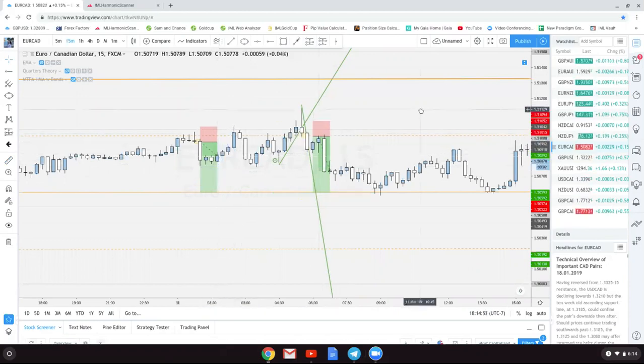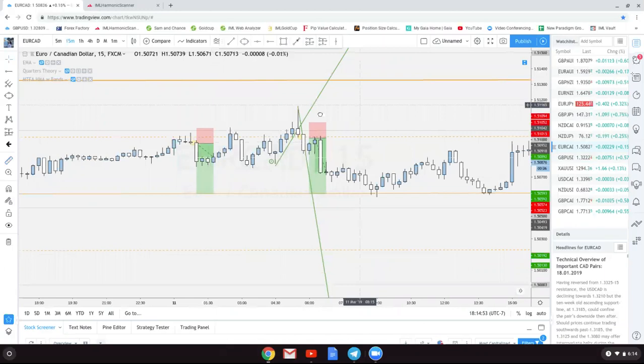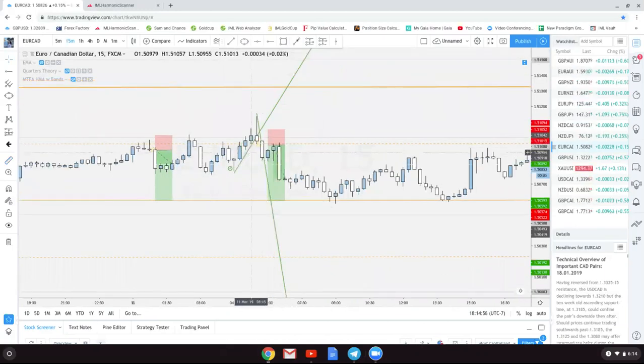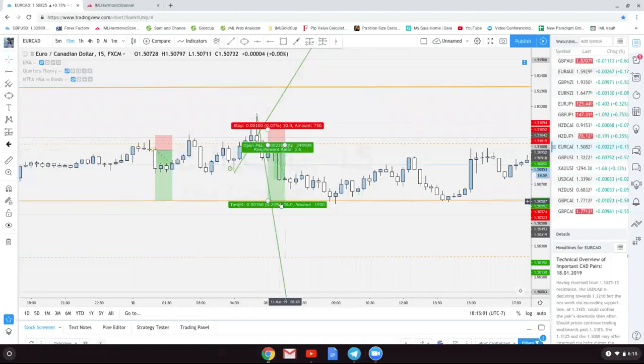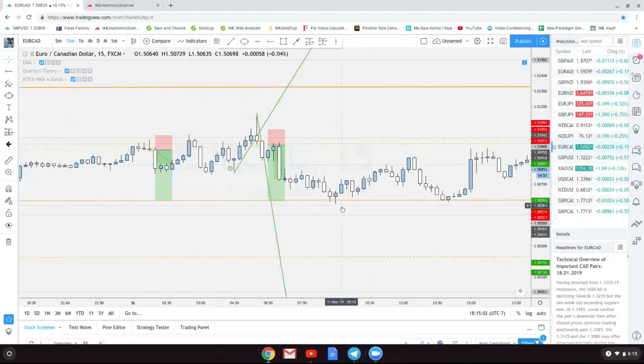Then there was another one, I got into another sell over here, this orange bubble. This trade did eventually hit where I wanted it to go for my take profit. So let's measure that. This was a 33 pip move.